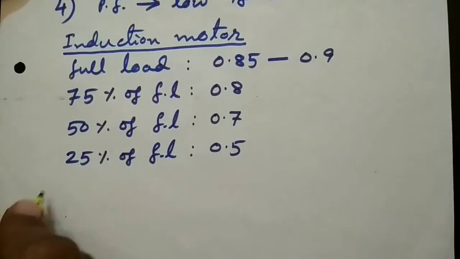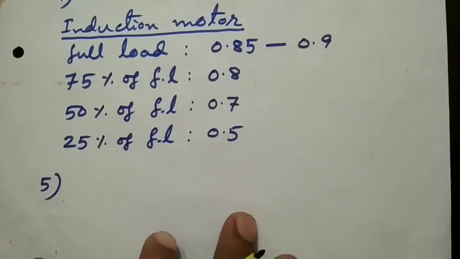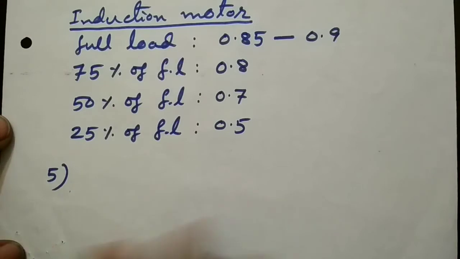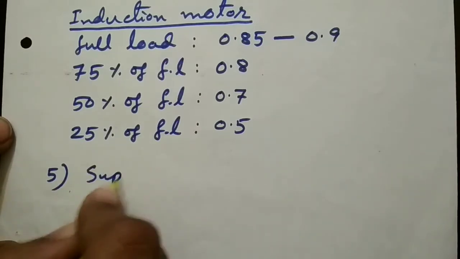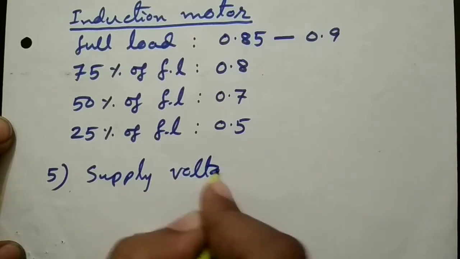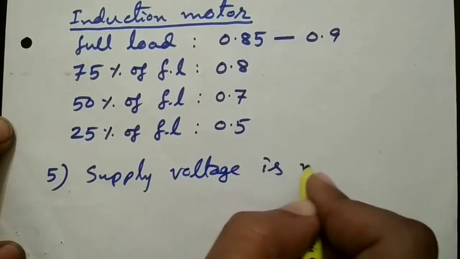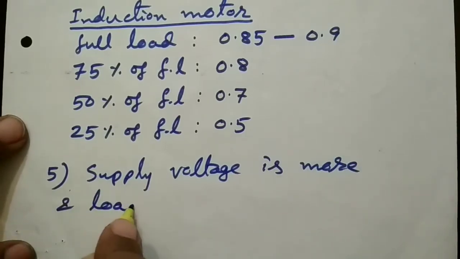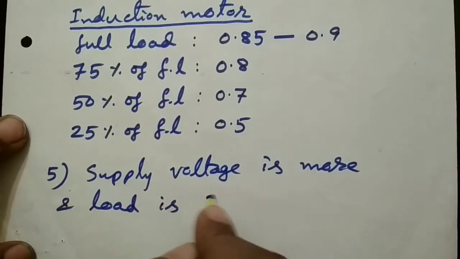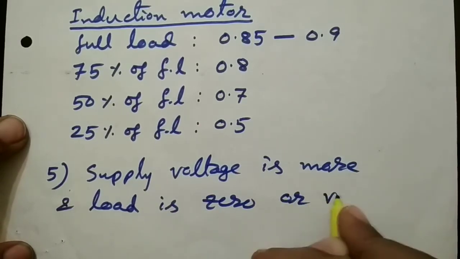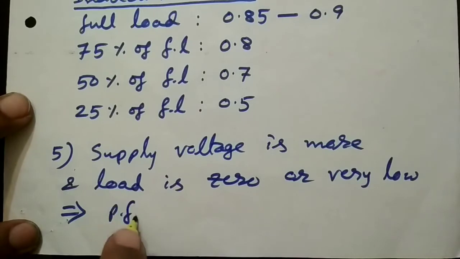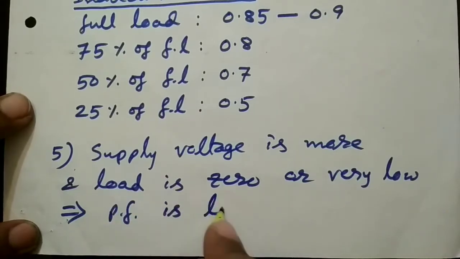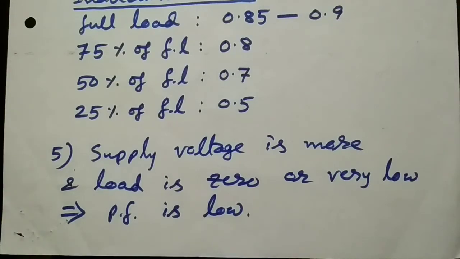The fifth point for low power factor is if the supply voltage is more and the load is 0 or very low, then also the power factor will become poor. So these are the reasons for low power factor.